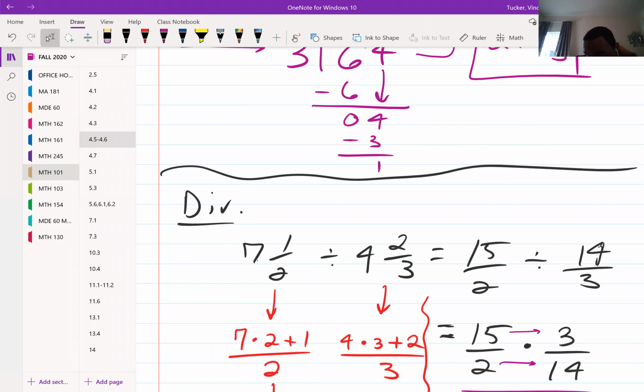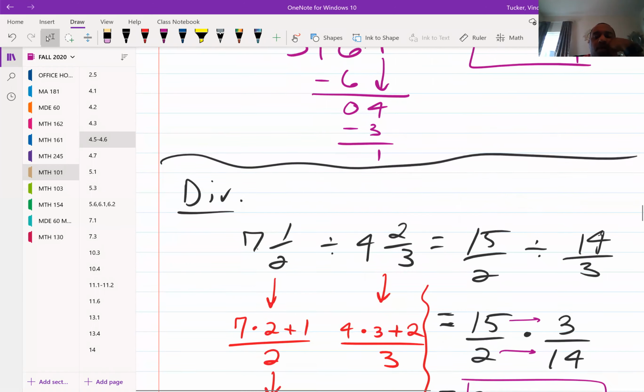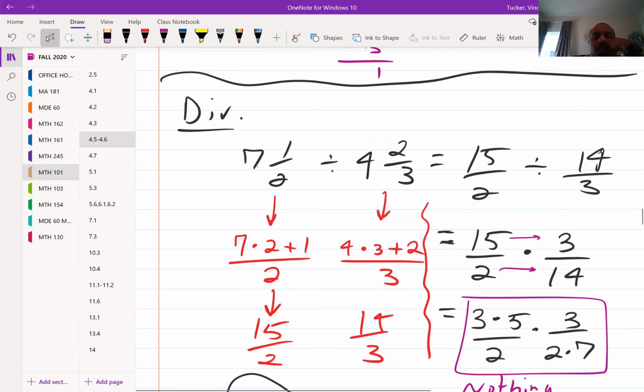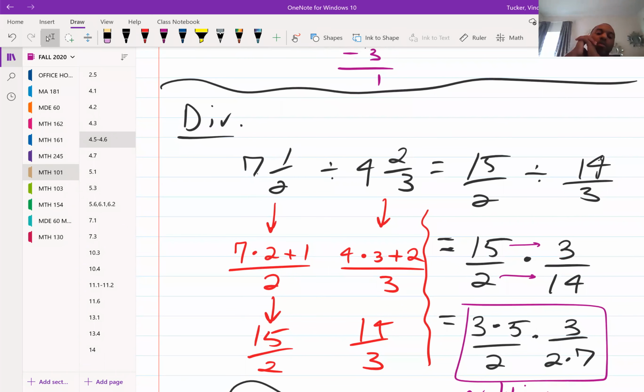All right. So division, same thought process. 7 1/2 divided by 4 2/3. Once again, convert them to improper fractions. So that's 7 times 2 plus 1, which is 15 over 2. Then 4 times 3 plus 2, which is 14 over 3.